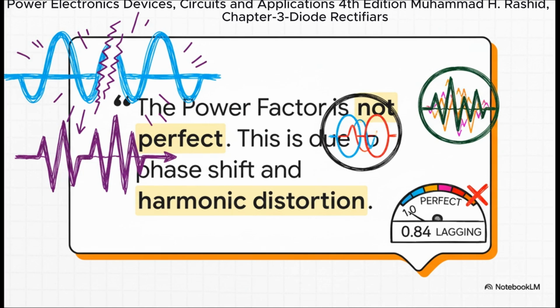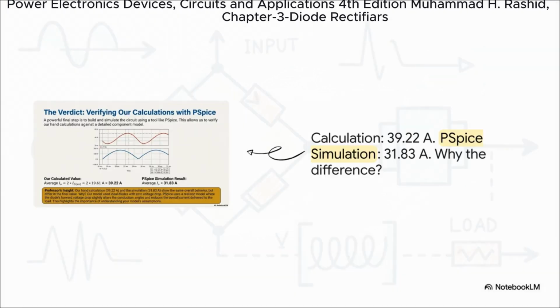Well, think about it. A rectifier, by its very nature, is a nonlinear load. It chops up the nice, clean AC sine wave from the source and draws a current that's pretty ugly and distorted. That distortion, plus a phase shift, is what brings our power factor down. This is a huge deal in real-world power systems. Okay, but how do we really know our math checks out?